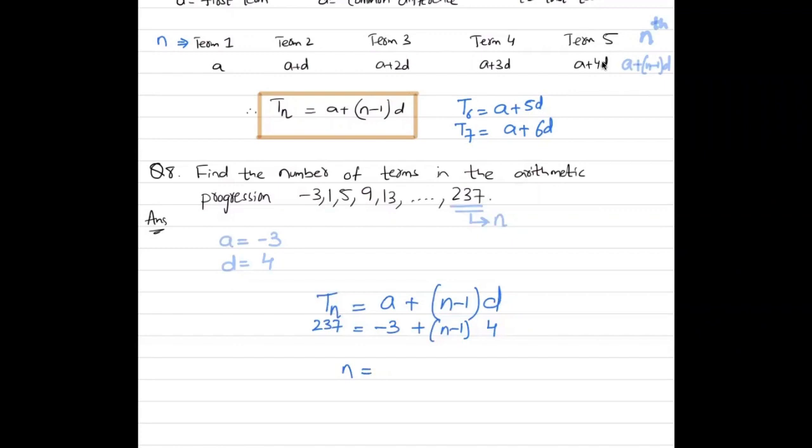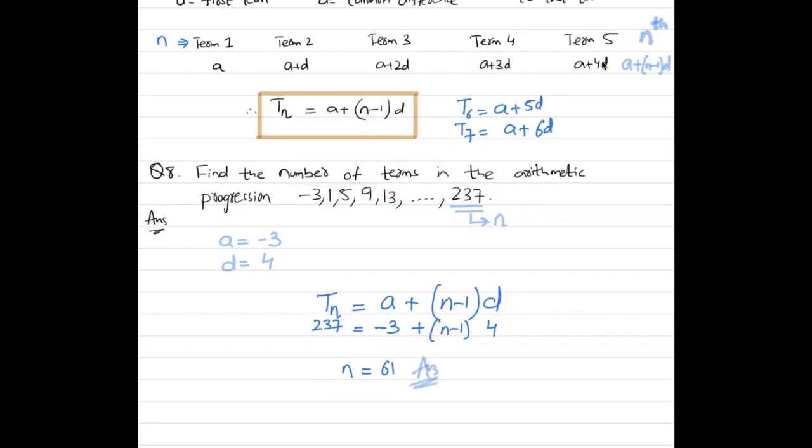(237 plus 3) divided by 4, plus 1. 61. So this tells me that in this sequence there are 61 terms, and the last term is the 61st term, which is 237. In this question, you were asked to find the number of terms. The number of terms is 61. Do you guys get this example?